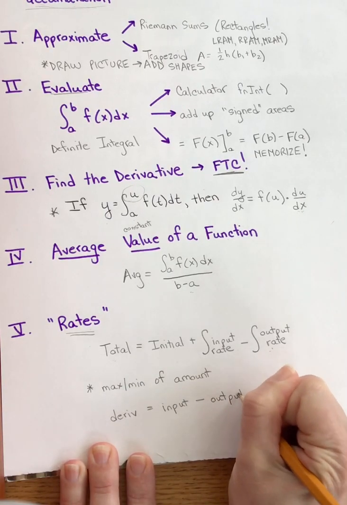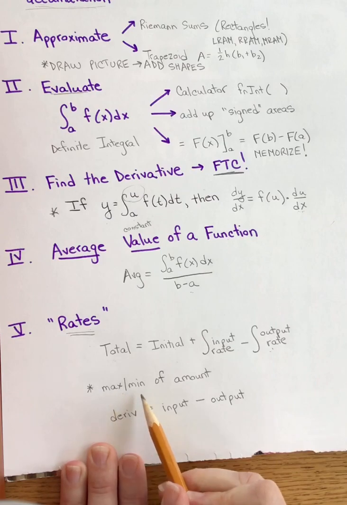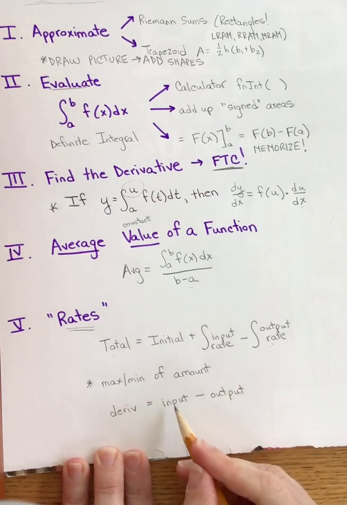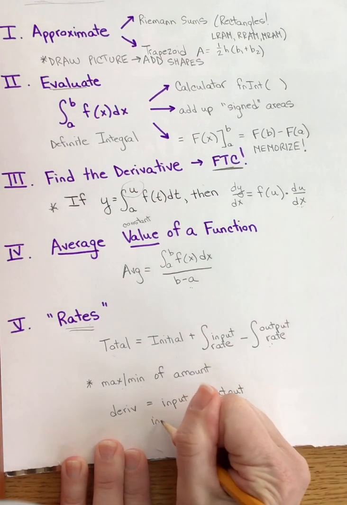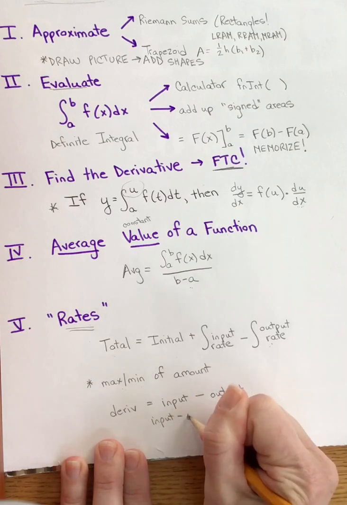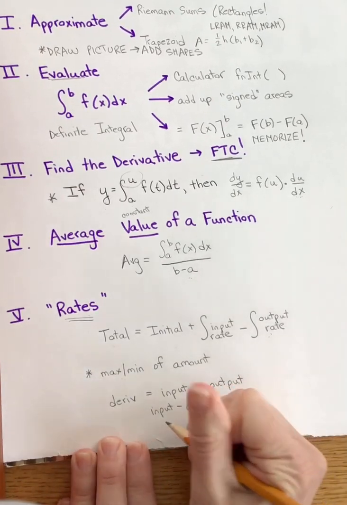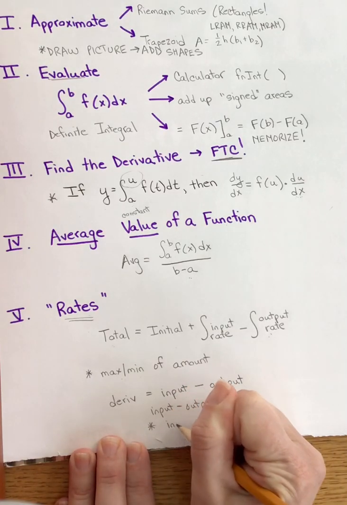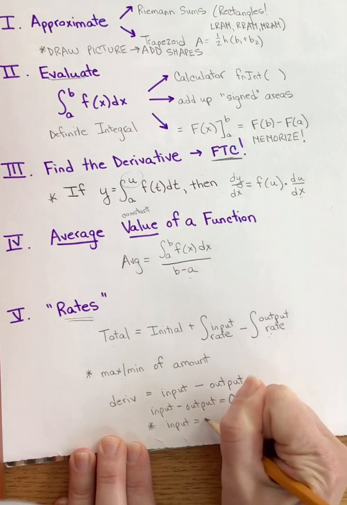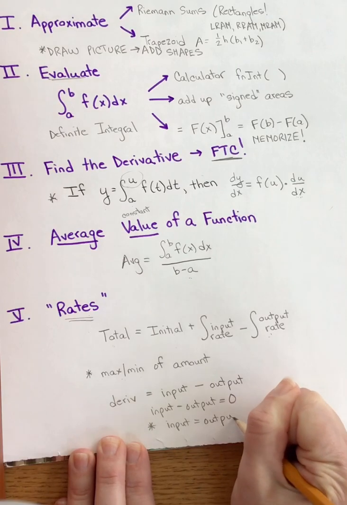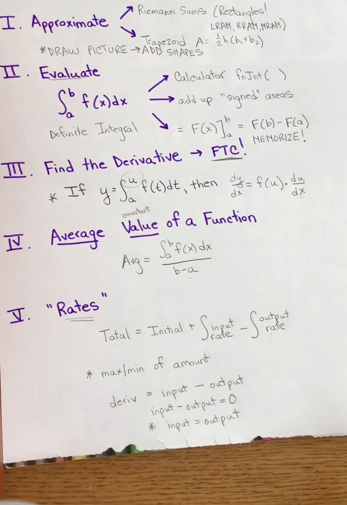So often for these questions, they're going to ask you, when did a max or min occur? If I take my derivative and set it equal to 0, my critical value will happen exactly when the input equals the output, when my two rates are the same. So keep that in mind, check your units.